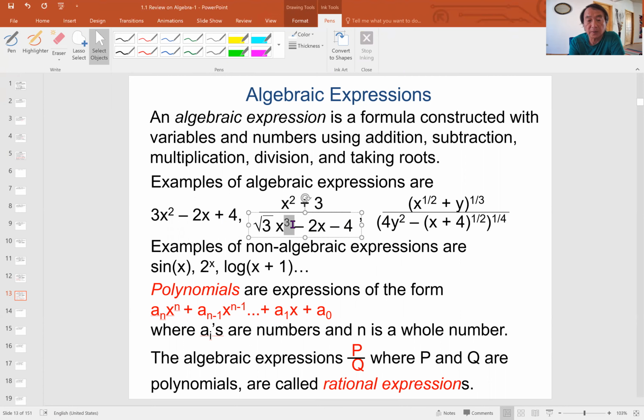Here's a third-degree polynomial. Notice the square root of 3. Oops, the square root of 3 is a number. The square root is not over the x. So the second formula is a fraction.